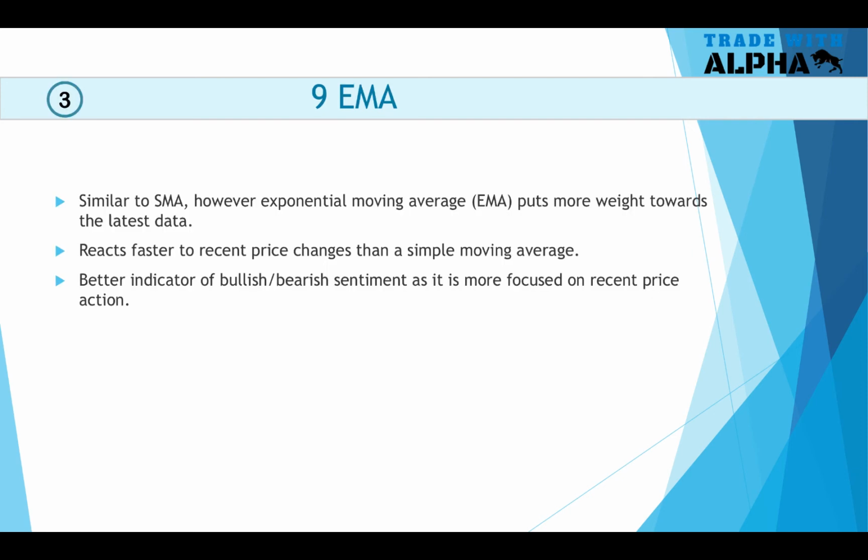The third indicator I would like to go over is the 9 EMA. EMA stands for exponential moving average, which means it puts more of an emphasis on the most recent days as compared to the simple moving average. Similar to the simple moving average, exponential moving average puts more weight towards the latest data. It reacts faster to recent price changes than a simple moving average. For that particular reason, it's actually a better indicator of bullish bearish sentiment as it is more focused on recent price action.